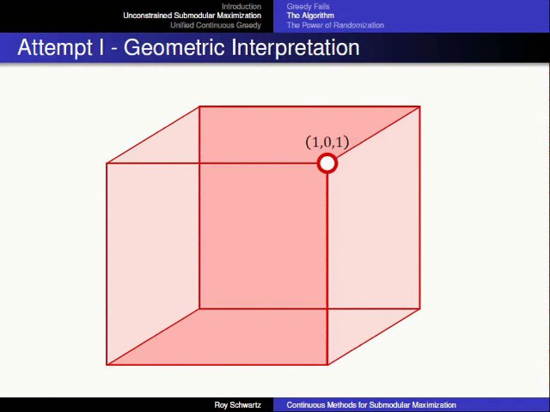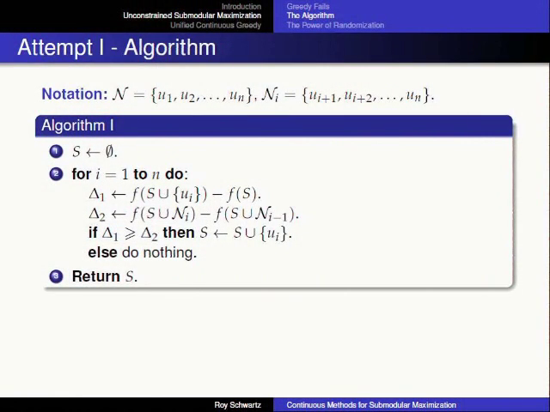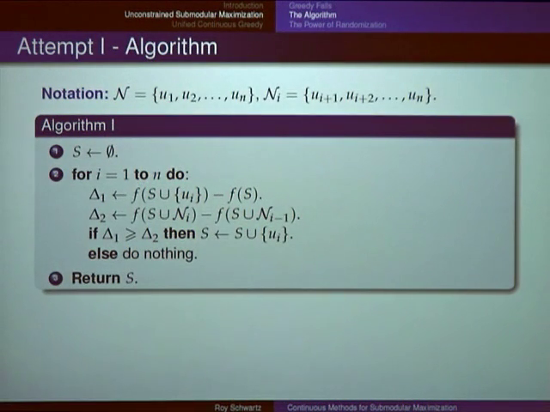So this is extremely simple, and this is actually the algorithm. Make one pass over the elements, i from 1 to n. This is the formal definition of delta 1 and delta 2. And if delta 1 is better, then choose that element. S just remembers what the algorithm chose so far.